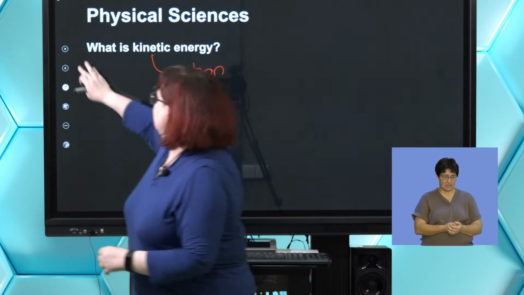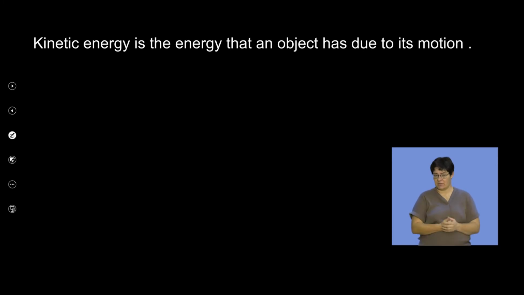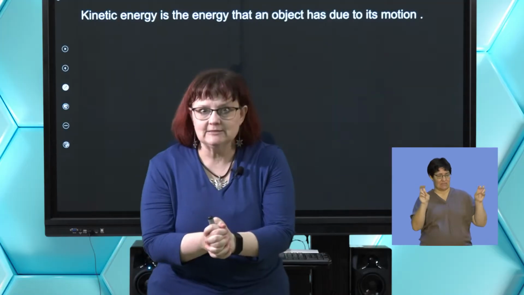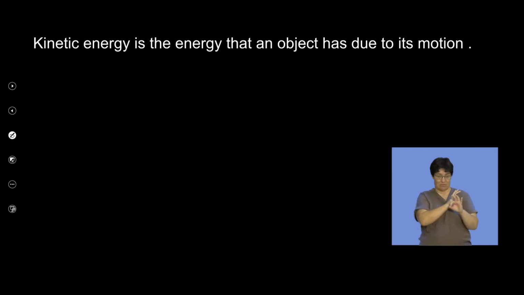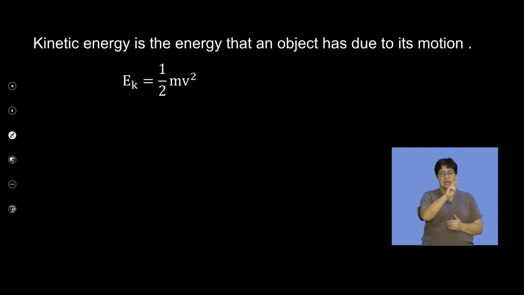How do we work it out? Well, definition first, sorry. Kinetic energy is the energy that an object has due to its motion. Definition, learn it, okay? That gives us the equation EK equals a half mv squared. So let's just remind ourselves what all of these mean.